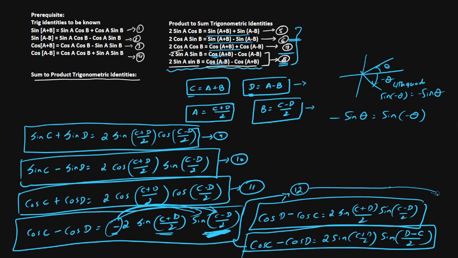So let's call this one also identity number 12. So these are some of the interesting and useful sum to product trigonometric identities.